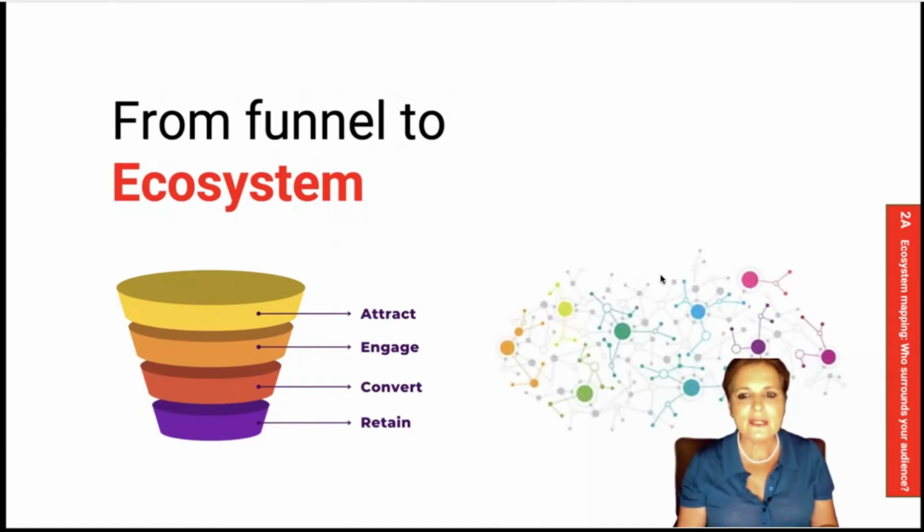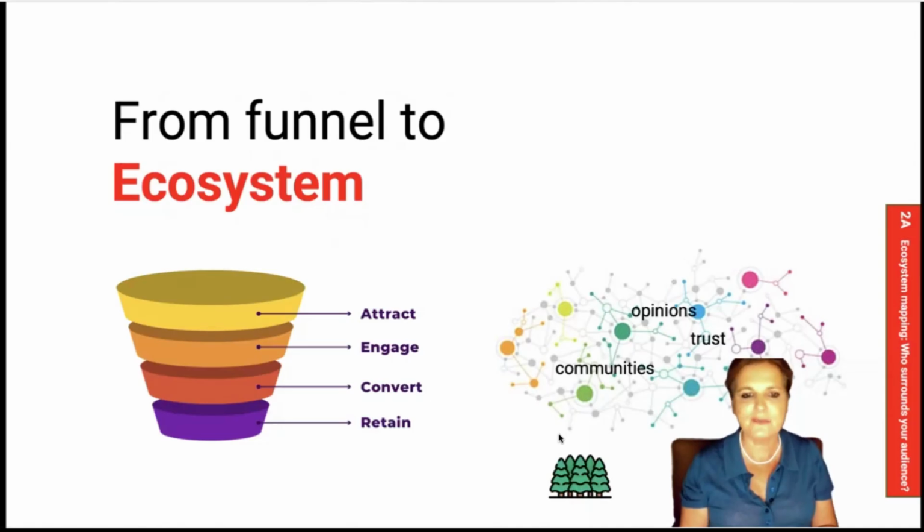In the case of an ecosystem, the situation is this. It's a web of connections. You've got opinions, you have, of course, trust, communities, you've got everything. And so a lot of people talk about this network as a forest. And you saw that on the previous slide.